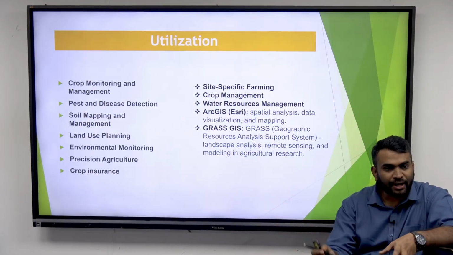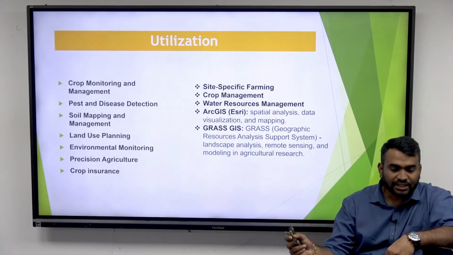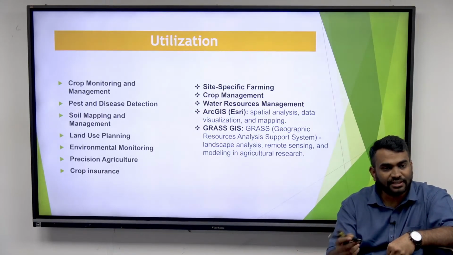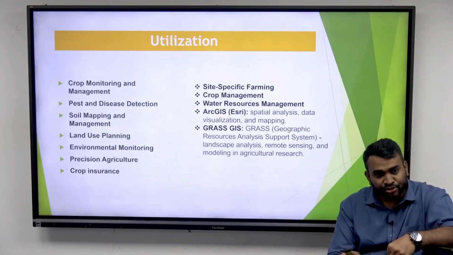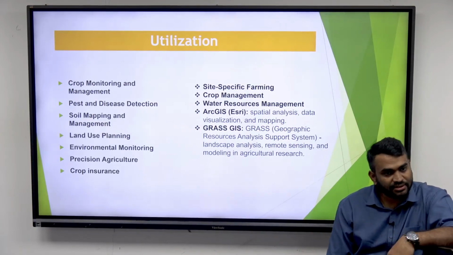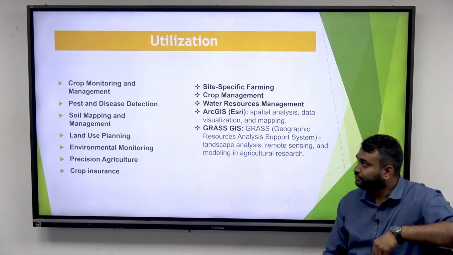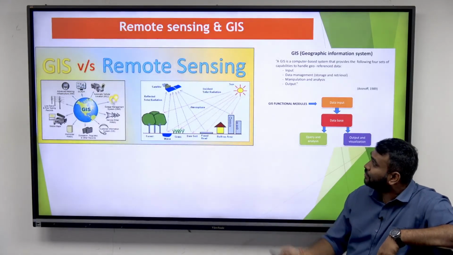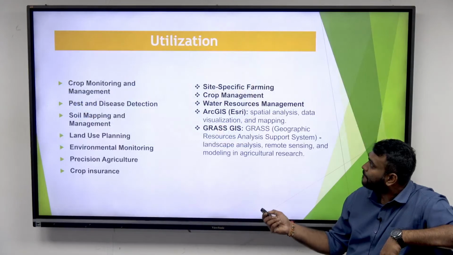So it is not just in a pocket. If at all it is in a pocket, whatever the quantity of water there is, once you utilize that, it will be barren. Because there should be a running stream, there should be a running aquifer. So all this information you can process in this. Clear? Okay. So this is about remote sensing and GIS.